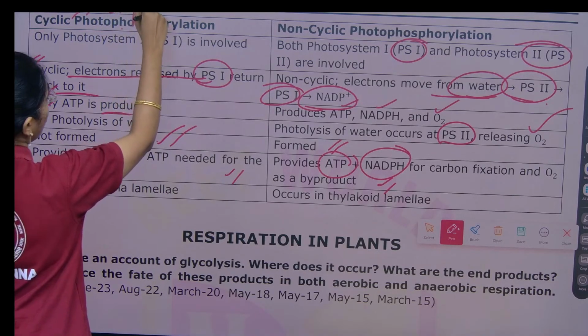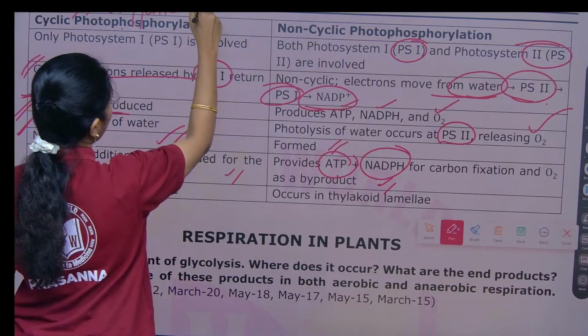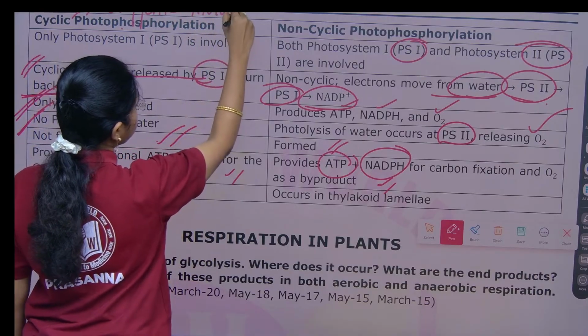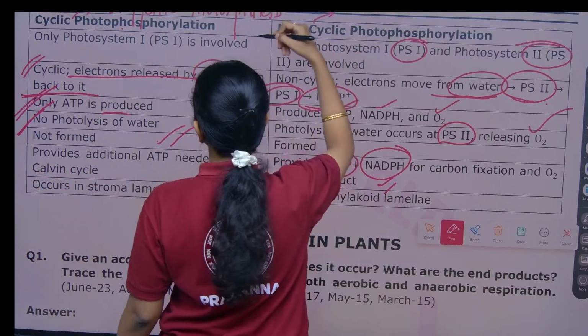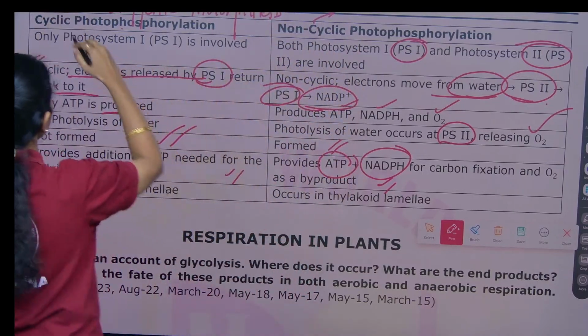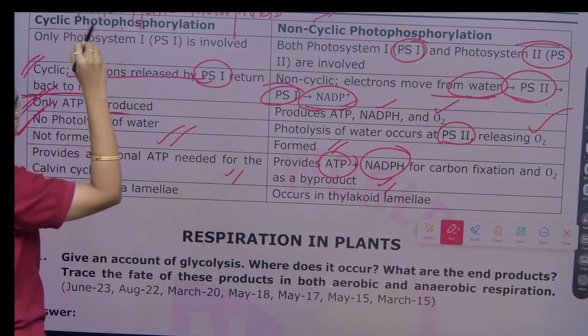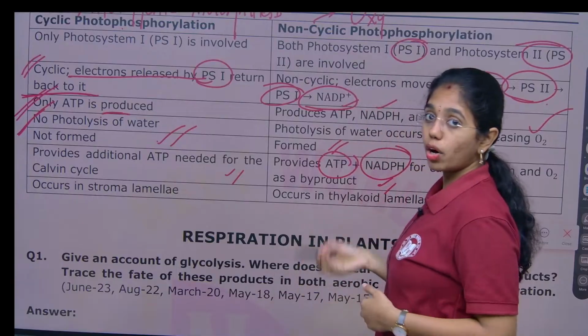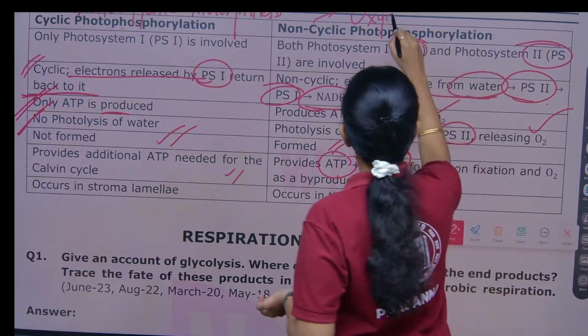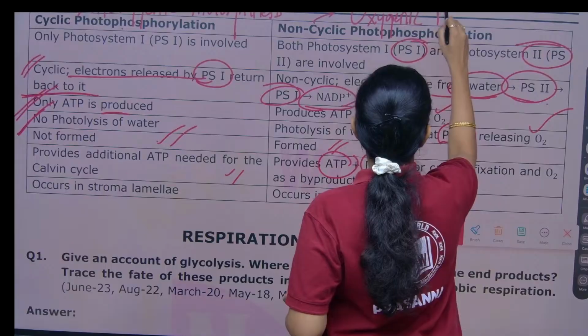Cyclic occurs in anoxygenic photosynthesis, non-cyclic in oxygenic photosynthesis, as oxygen is evolved as a byproduct.